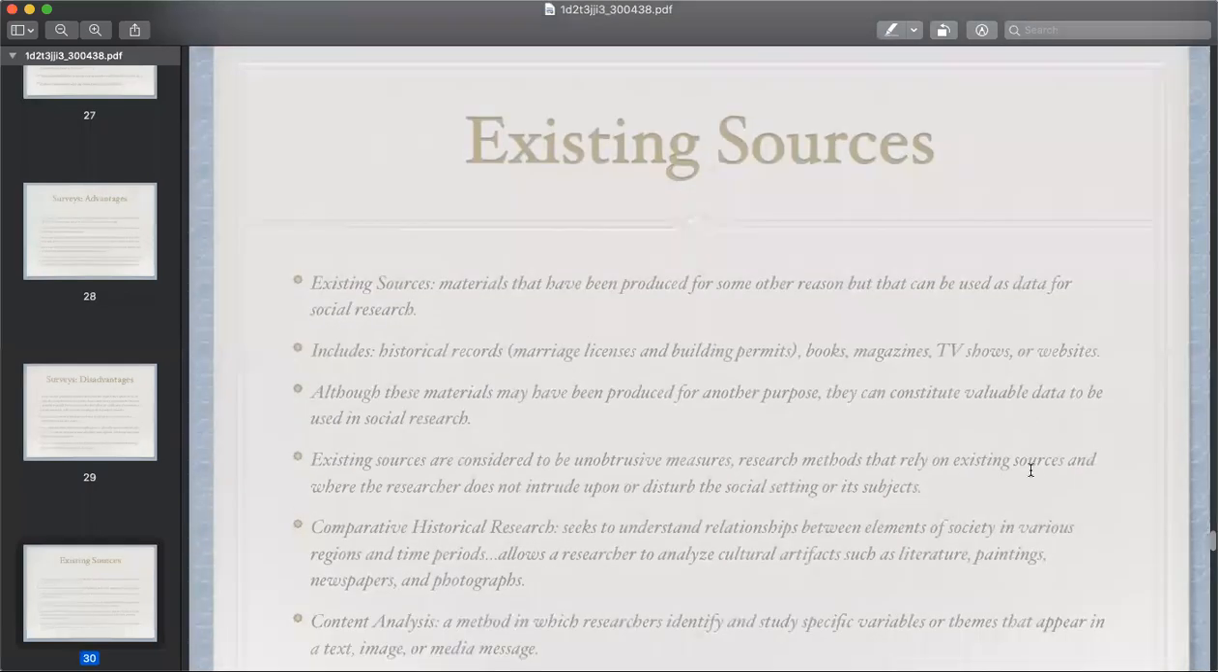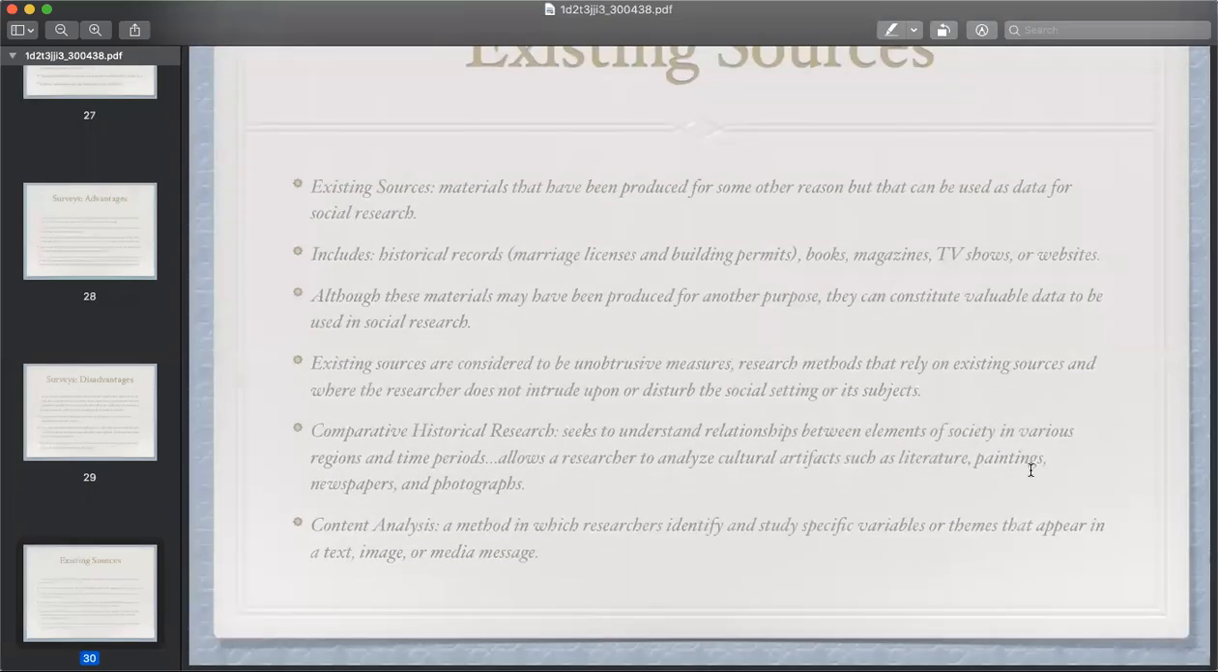And then let's look at existing sources. Existing sources are essentially data that's already been produced, historical records that are already in existence, marriage license, building permits, books, magazines, television shows, websites. They've been produced for some other reason, but now we're pulling that to pull data for social research. Existing sources are considered unobtrusive measures because we don't have to affect a person's life.